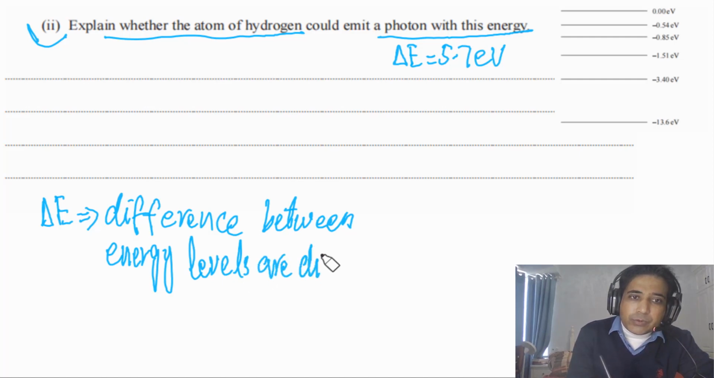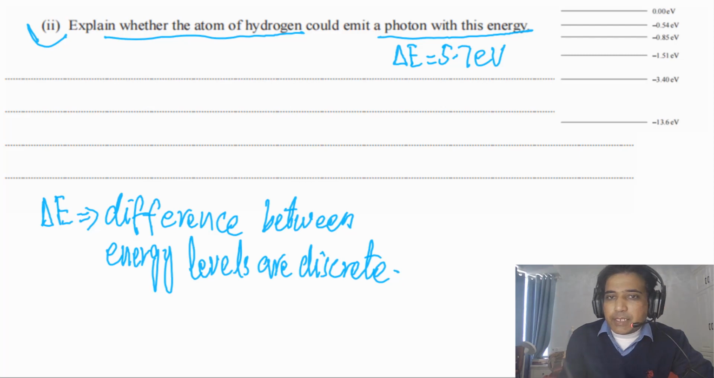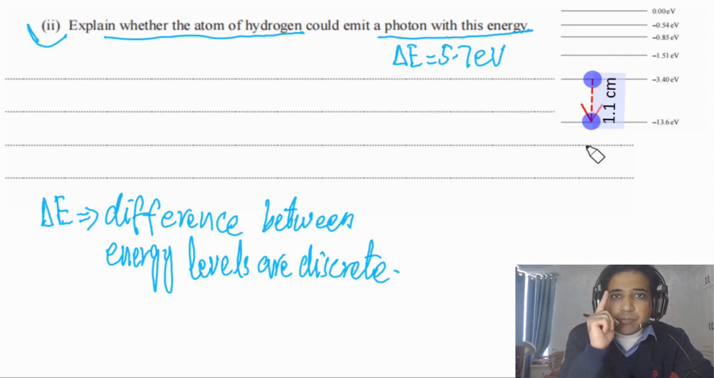That's the point you need to understand. This is the main concept: energy levels are discrete. It simply means that if an electron jumps from this energy level to this energy level, it can only emit one photon with a certain amount of energy, and that energy is unique.